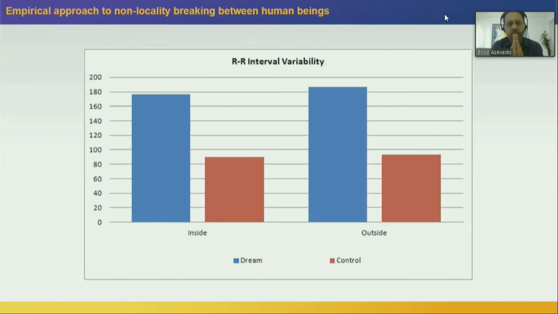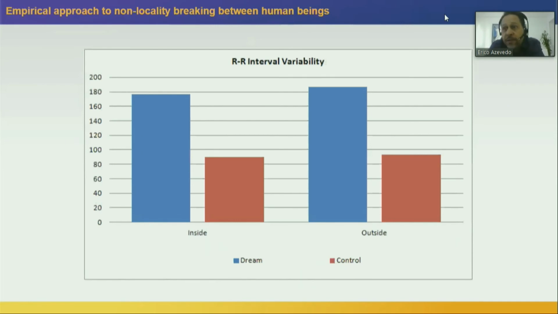Значит, мы здесь суммировали усредненное значение интервала, вариабельности его для двух групп. Соответственно, слева это те, кто находились внутри комнаты Фарадея, справа те, кто снаружи. И голубые столбики — это те, кто читали сны, контрольная группа красненькая.